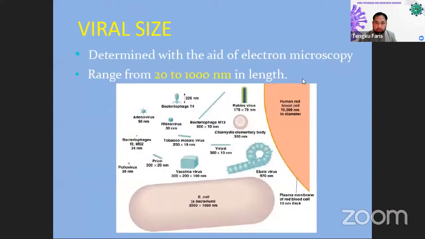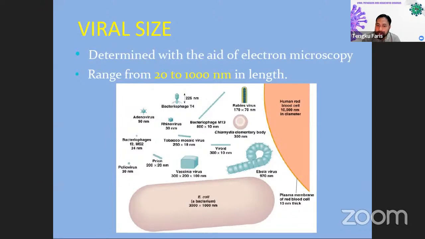Okay, so if you look at the viral size, at the bottommost, the rod-like shape, that's the E. coli. You see at the bottommost, that's the E. coli, which is the bacterium at 3,000 by 1,000 nanometers. So this is the E. coli's size. On the right-hand side, you can see it's a human red blood cell, which is 10,000 nanometers in diameter. So it's bigger than the bacteria.